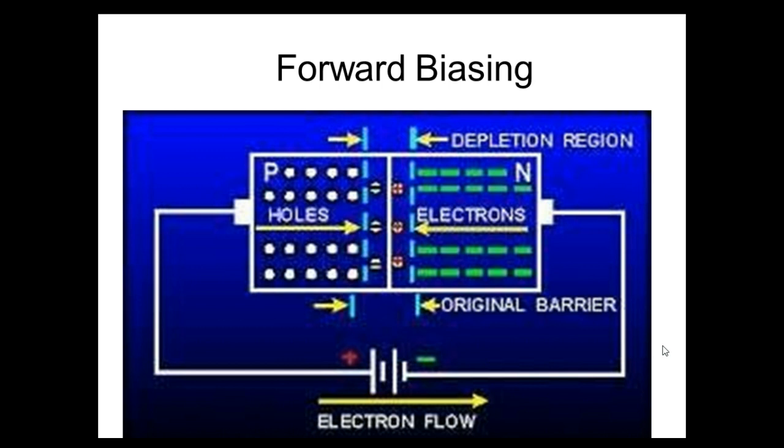So this will be the electron flow direction, from the negative terminal of the battery to the positive terminal of the battery, and the conventional current will flow in the direction of holes, that is from p to n. So electrons will always flow from n to p, and the conventional current will be in the direction of holes, that is from p to n. I hope it is clear.